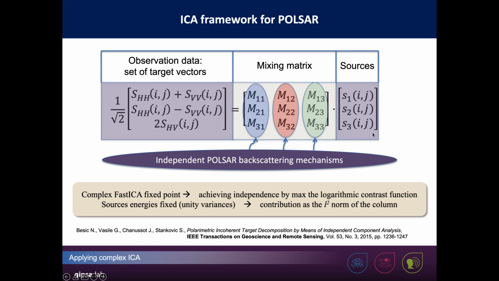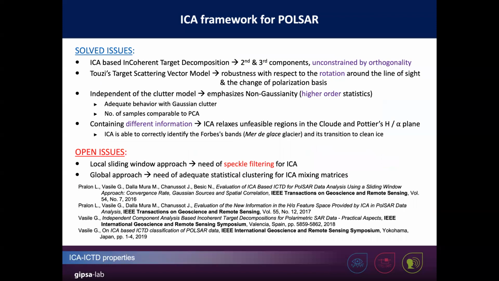In terms of the ICA algorithm, we have selected the complex FastICA, which will achieve independence by maximizing the logarithm contrast function, as it has been proposed in our paper from 2015. Now, in this framework, there are some issues which have been solved and some still open issues. In terms of the solved issues, the first one is the fact that by using the ICA, the second and the third backscattering mechanisms are unconstrained by orthogonality.